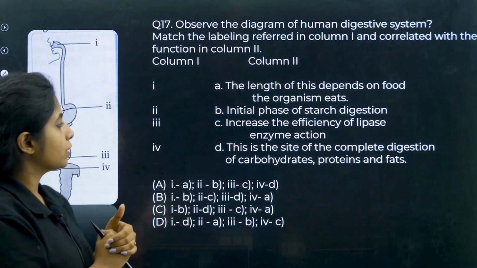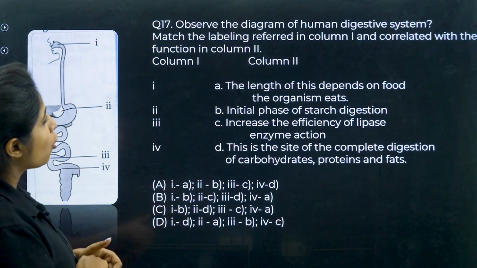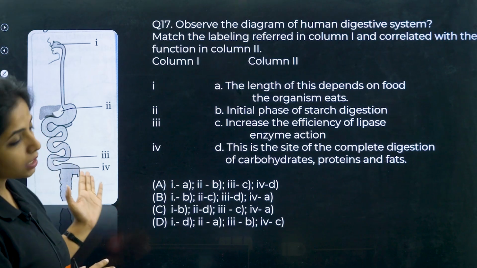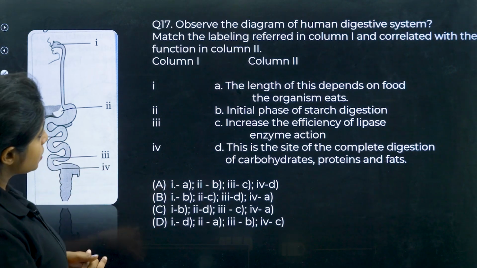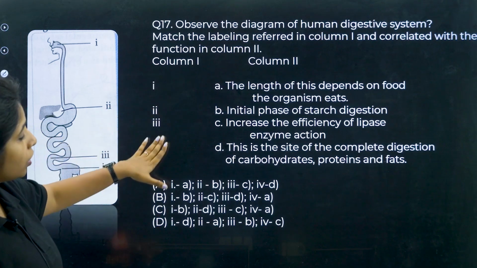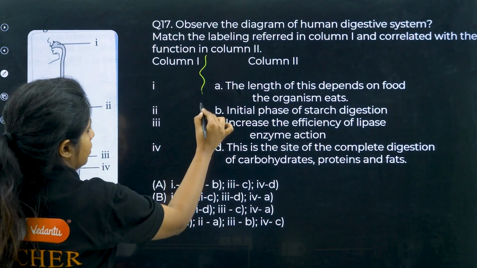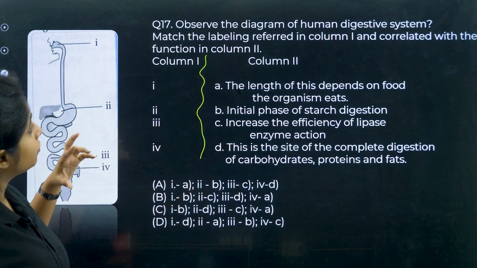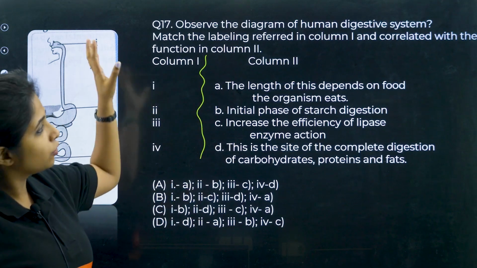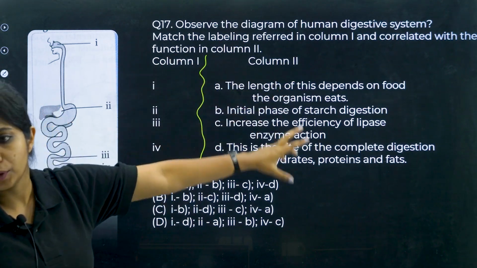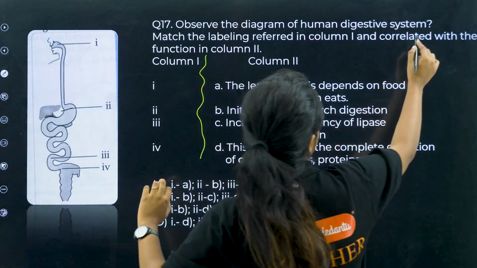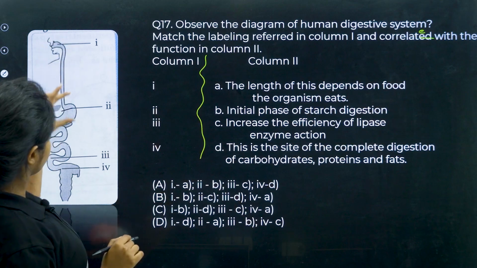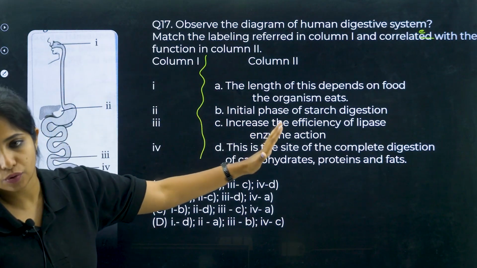Yeah. So 17th question. Observe the diagram of the human digestive system. Match the labeling referred in column 1, and correlate it with the function in column 2. Not correlated, it's correlate. So whatever has been shown, you have to match its function over here.